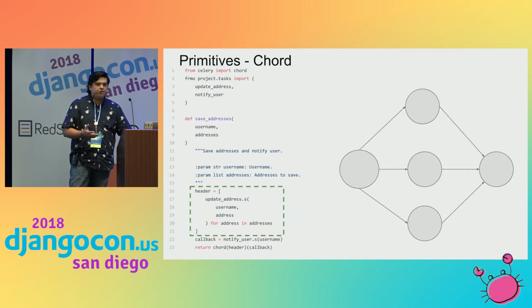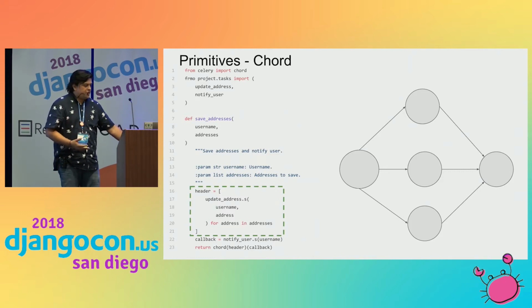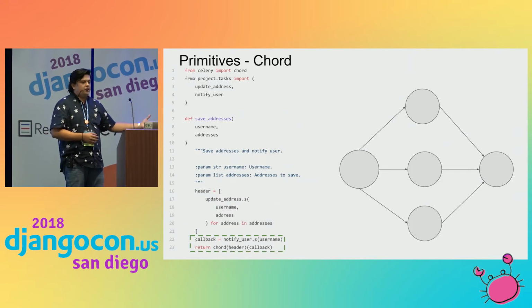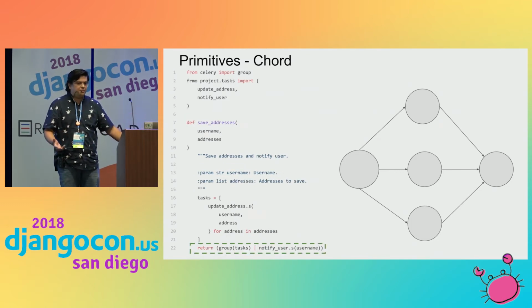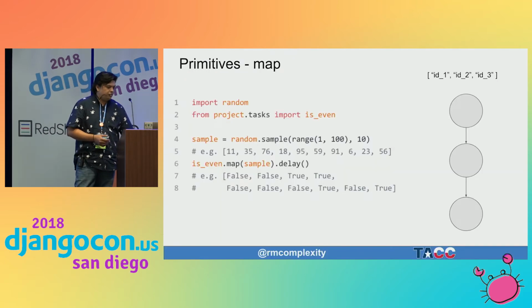One is to create a header, which is an array of one or more tasks, and then a callback, and execute that. But also, we can just chain a group with a callback, and that's basically the same thing. Celery will know that this is going to be a chord.